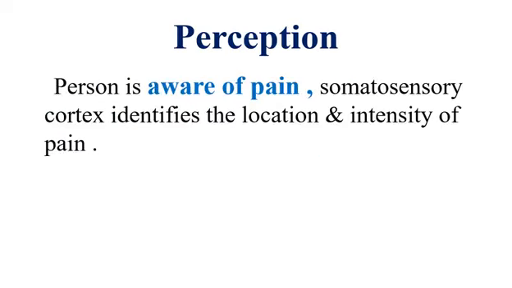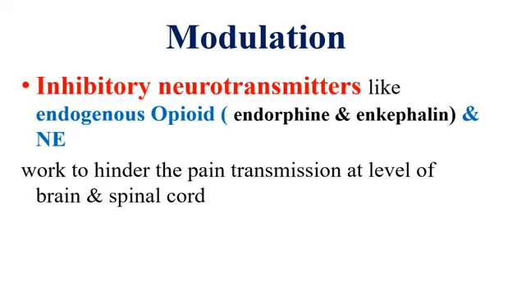The perception is the integration of information from the site of injury in the central nervous system, mainly in the thalamus and the cortex, where the person is aware of pain. Somatosensory cortex identifies the location and intensity of the pain. This is the perception, while modulation, in which inhibitory neurotransmitters like endogenous opioids, endorphins, and enkephalin, and the norepinephrine pathway will work to hinder the pain transmission at the level of the brain and the spinal cord.